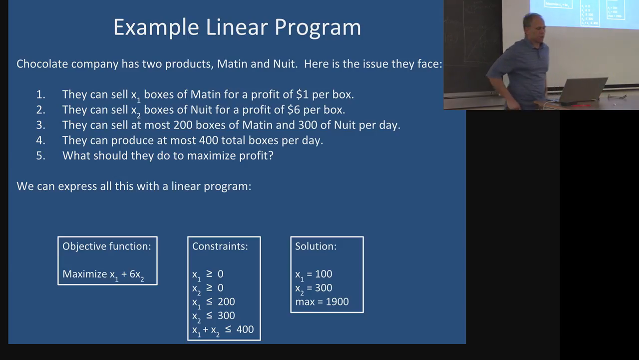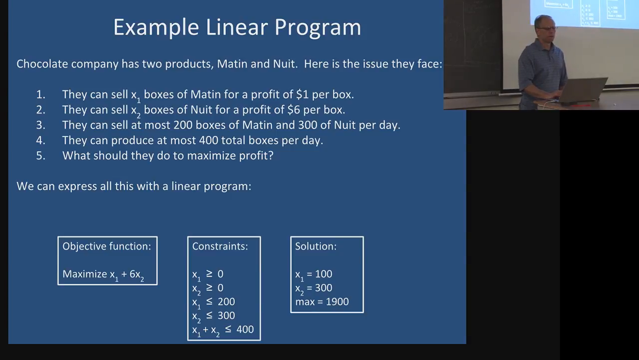Okay, so this is the example that we started with, where we have two kinds of chocolate, and there are some simple constraints. Our objective function was to maximize profit. x1 and x2 were the amount of each kind of chocolate that you sell, subject to those constraints, and that was our solution. So we're going back to our very simple linear program.